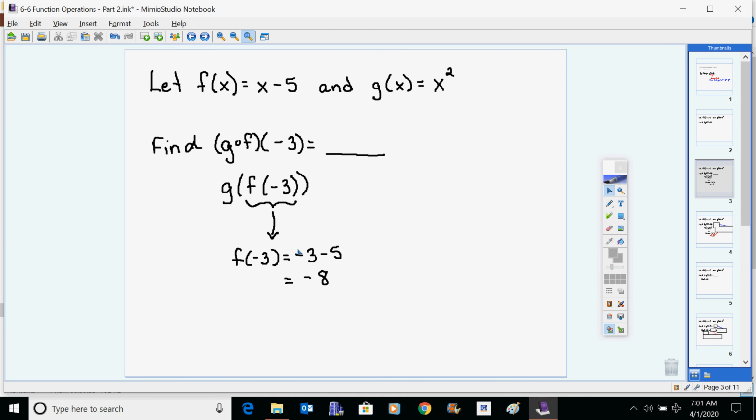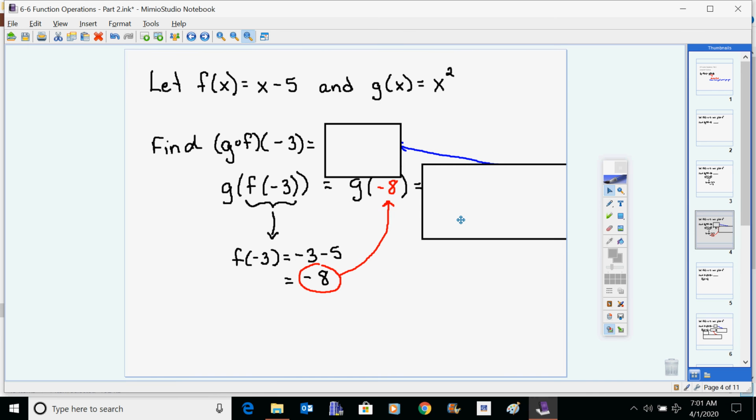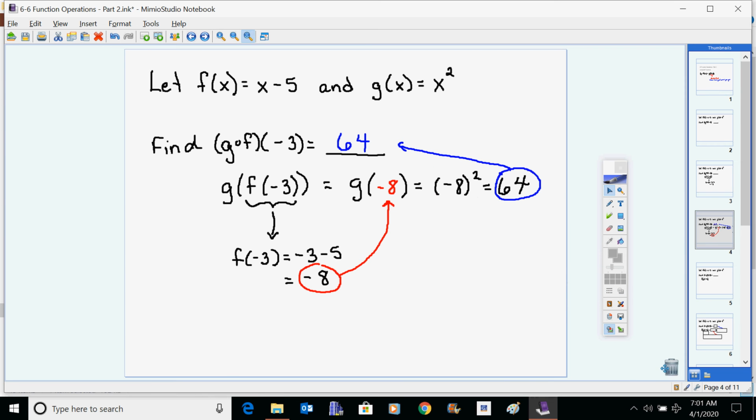That's not your final answer, though, because from here, what this means is that I need to plug negative 8 into the g function. You're really finding g of negative 8 because that's what you got when you plug negative 3 into this function. So I plug negative 8 into the g function. And when I square it, I get 64. And that is the answer to the composite function g of f of negative 3.